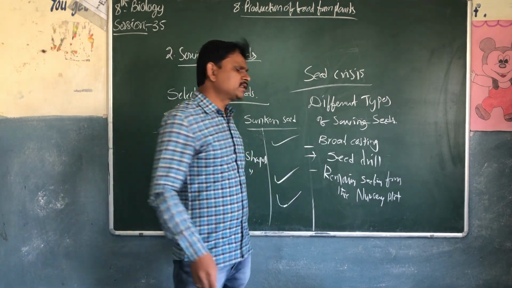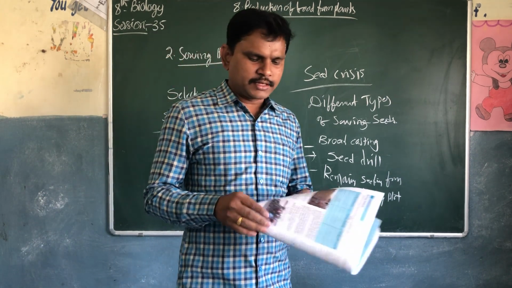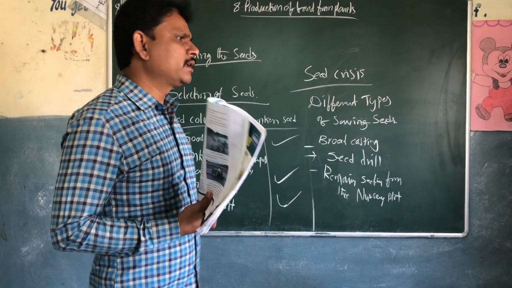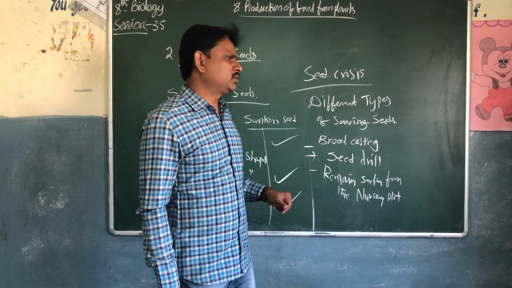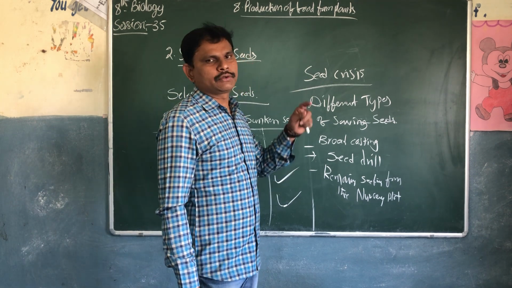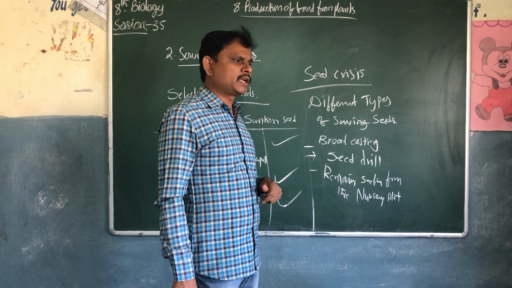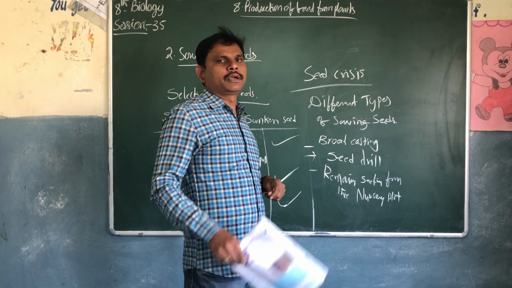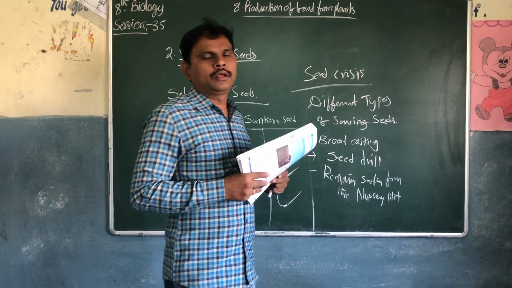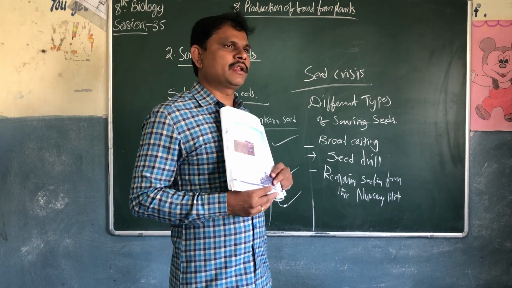Then the second one is seed drilling. In the olden days, the farmer had to take the seed drill with two bullock carts and sow the seeds into the soils. But nowadays there are modern seed drills.